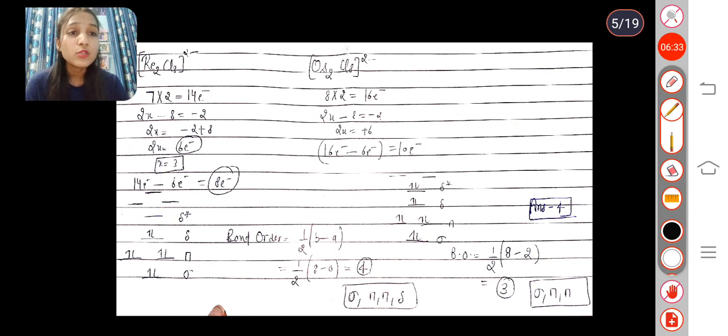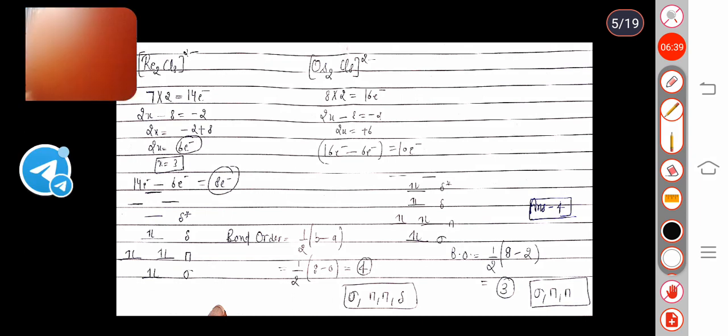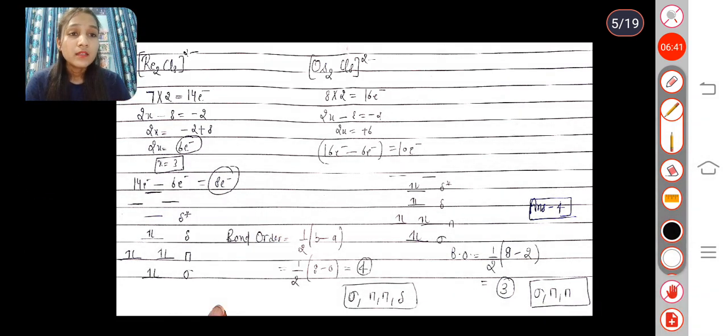If we do the filling of these electrons, then 2 electrons will come in the anti-bonding orbital, delta star. So calculating the bond order, because here we have 8 electrons in the bonding and 2 electrons in the anti-bonding orbital, the bond order is equal to 3. So 3 types of bonds are present here: sigma, pi and pi. Here we have only a very simple trick involving the delta bond.